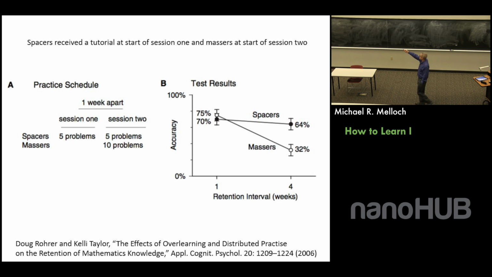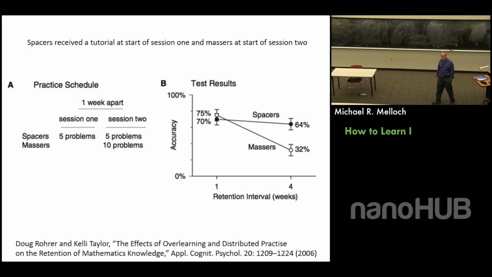So the spacers came in, they taught them how to do it, and they gave them 5 practice problems. They had 45 seconds to do the practice problem, and then were shown the solution for 15 seconds. They came back a week later and did 5 more problems. Half of them took a test a week later and scored 70%. The other half took their test 4 weeks later and got 64%.